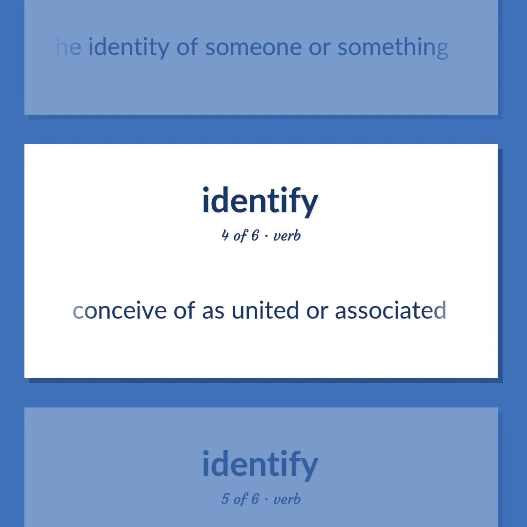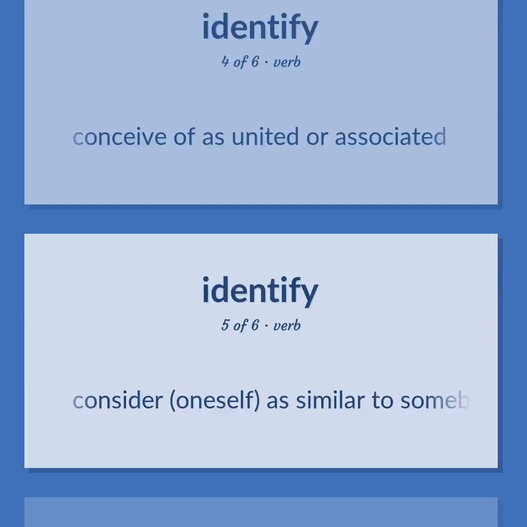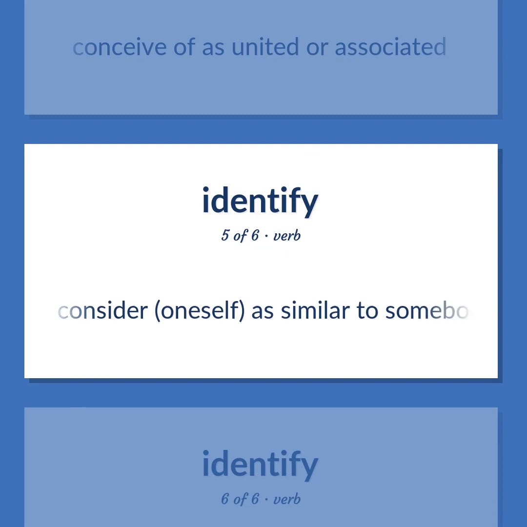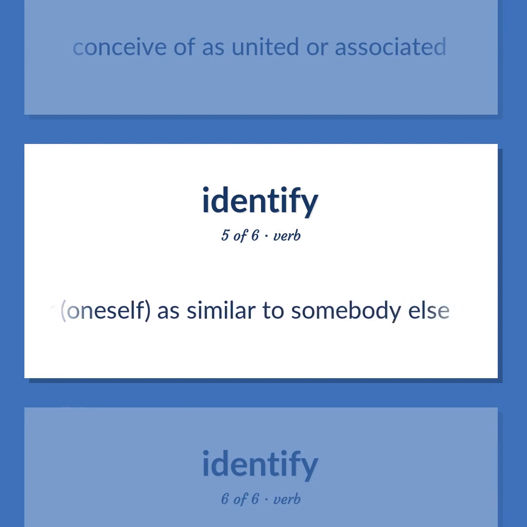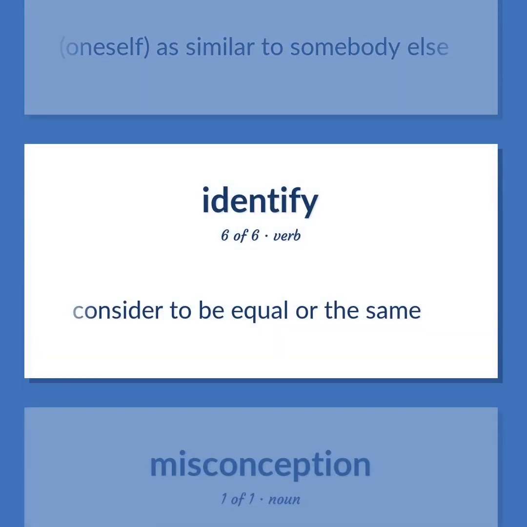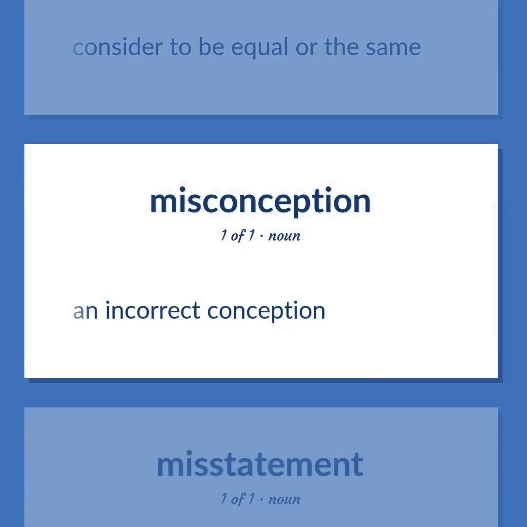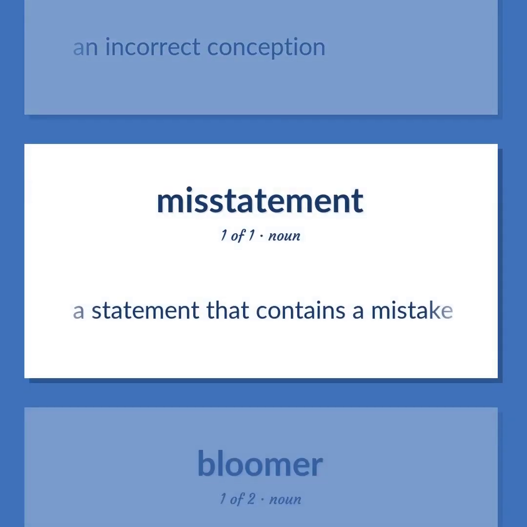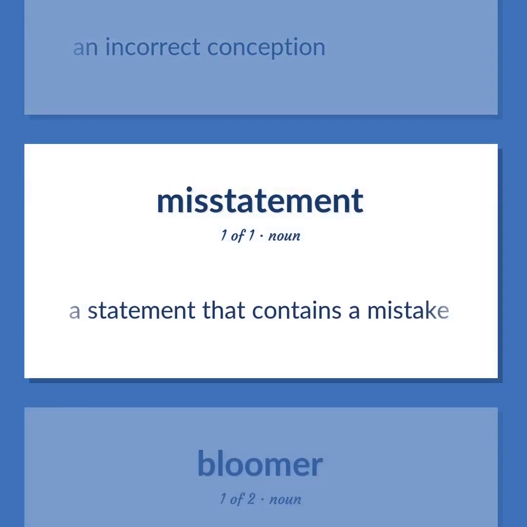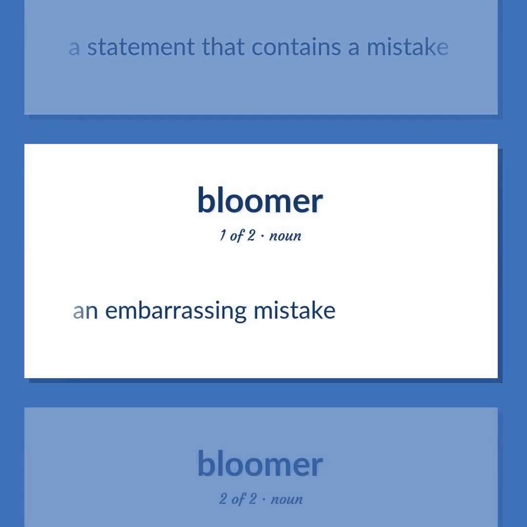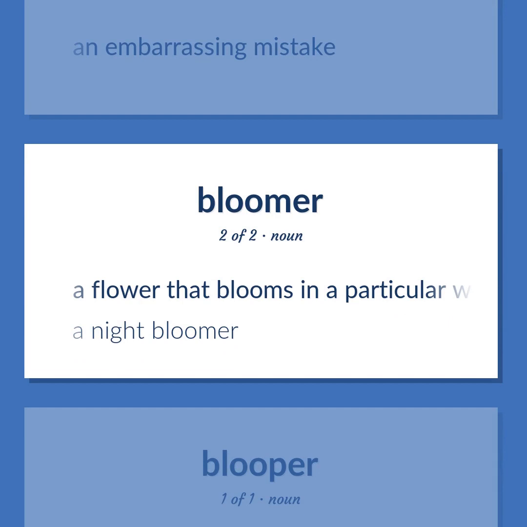Conceive of as united or associated. Consider oneself as similar to somebody else. Consider to be equal or the same. An incorrect conception. A statement that contains a mistake. An embarrassing mistake. A flower that blooms in a particular way. A night bloomer.